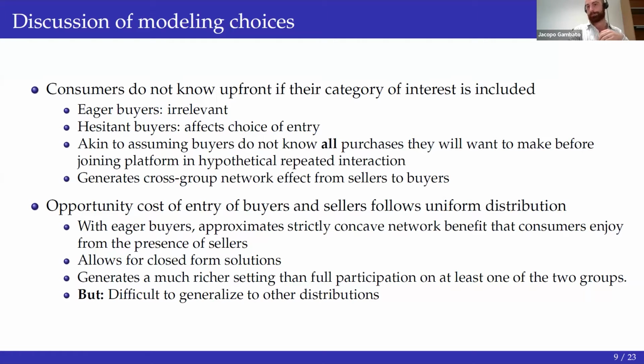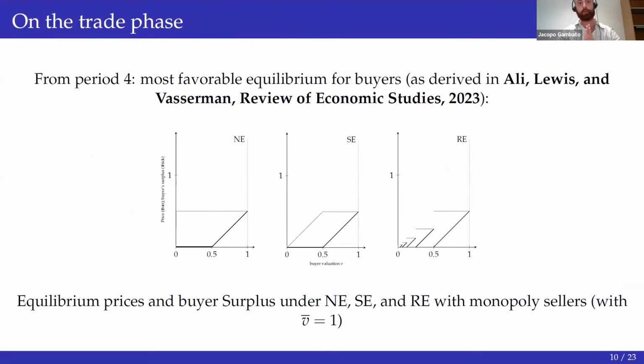Okay, thanks. So going back to the trade phase, as I mentioned, we take the most favorable equilibrium for buyers as derived by Ali, Lewis, and Wasserman.